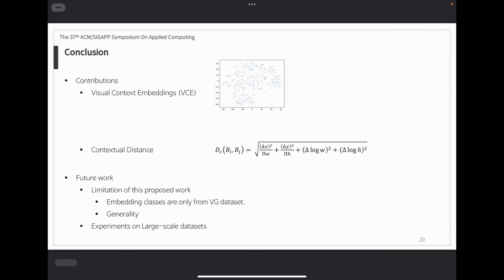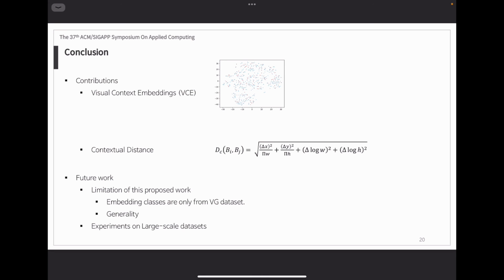In this paper, we introduced a new approach of semantic embeddings which we named visual context embeddings, by learning the visual context of words appearing in image datasets using the annotations of the image dataset. For embedding visual context, we defined a new formula for calculating the contextual distance between objects in an image and experimentally proved that this formula is suitable for estimating the contextual distance between objects.